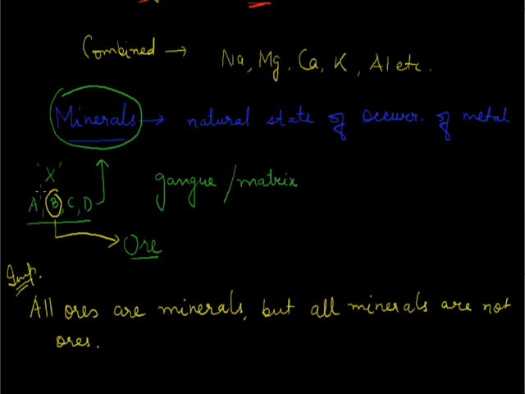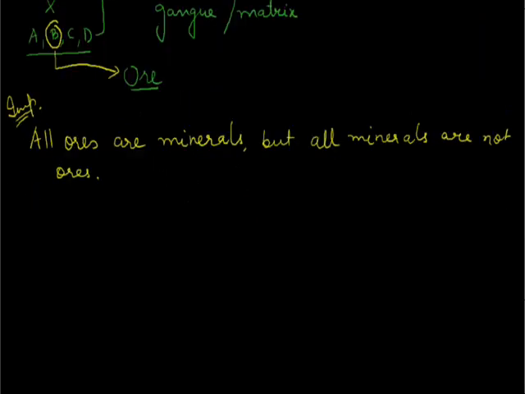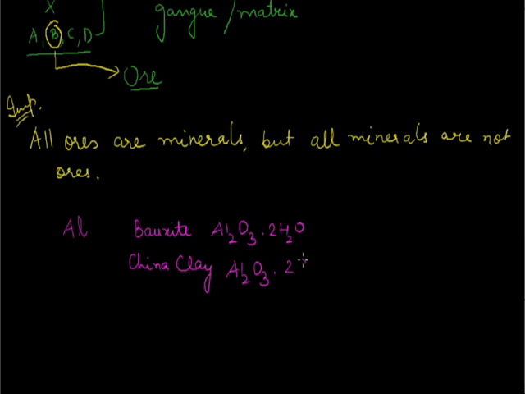We can understand this by a practical example. What I've taken was a hypothetical one. Now I'll take a practical example, and let's take the metal aluminium. A very common example. Aluminium occurs in the Earth's crust in many forms. Like it occurs in the form of bauxite, whose formula is Al2O3.2H2O. It occurs in the form of China clay, whose formula is Al2O3.2SiO2.2H2O.